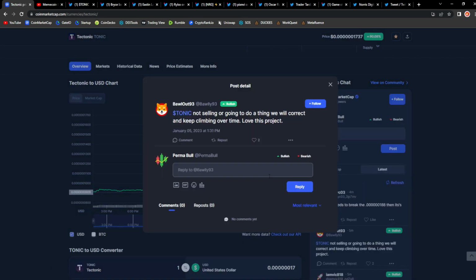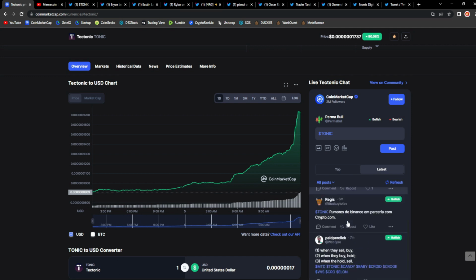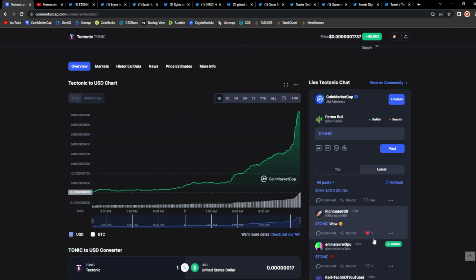Let's check out the community tab of CoinMarketCap real quick. Tonic, not selling or going to do a thing. We will correct and keep climbing over time. Love this project, and that is the best way to put it. Ball out 93: after a huge move, there will be a correction, but after the correction, we'll start climbing even further as time goes on. I'm bullish on Tonic. I respect it.